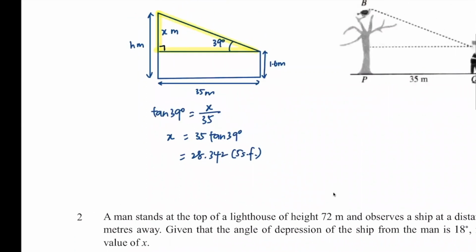And then now all you need to do to find the height of the tree is to take 28.342 plus 1.6, because this length over here is also 1.6. That's the height of the boy. When you take your answer plus 1.6, you round off to 3SF because that's your final answer already. So 29.9 meters, that's the height of the tree.